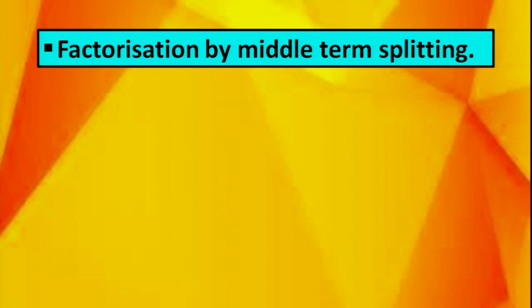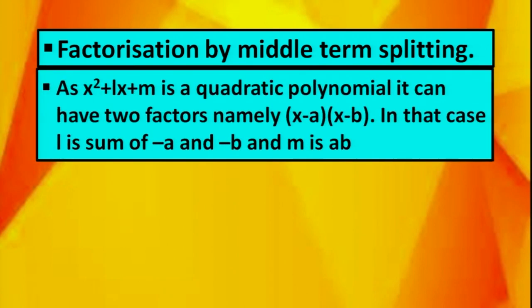The factorization by middle term splitting. What is that? If the polynomial is of the form x square plus lx plus m, a quadratic polynomial, it can have two factors, namely x minus a into x minus b. In that case, what happens? Let's see. Here it is written: l is the sum of minus a and minus b, and m is ab.